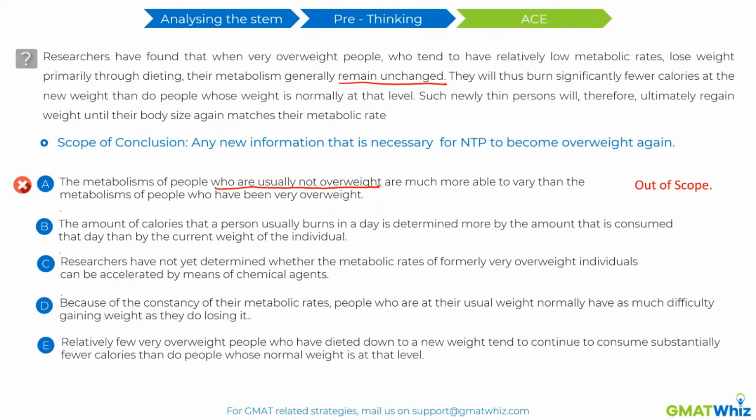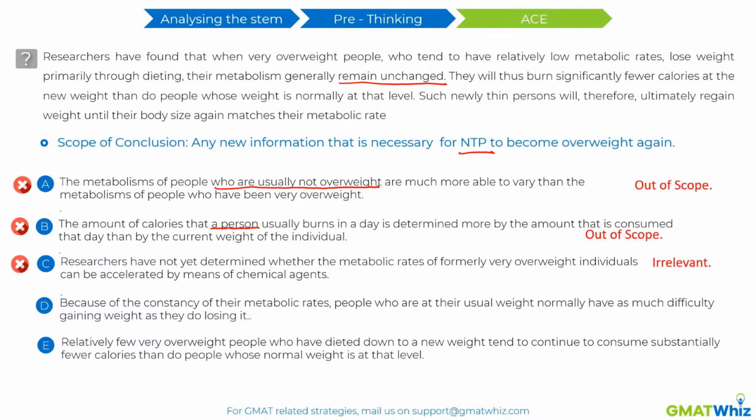The amount of calories that a person, fat person, thin person, very fat person, very thin person, this seems to be a general piece of information and I don't know if I can apply it to my scope because my scope is strictly for newly thin people. So this choice says the amount of calories that a person in general burns usually in a day is dependent more on the amount that person eats. Does the passage tell me how much the person is going to eat? No. So then I cannot use B at all. It is also out of scope. Researchers have not yet determined whether the metabolic rate of formerly very overweight individuals can be accelerated by some other chemical agent. Does this have to happen for newly thin people to become overweight? This is totally irrelevant. None of you chose this.